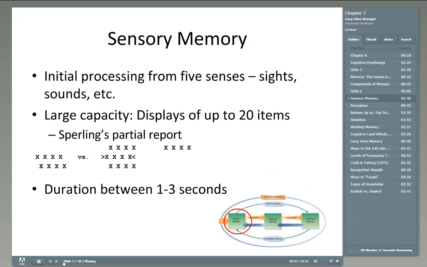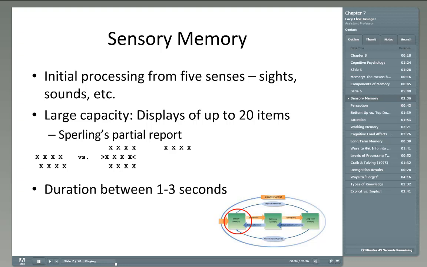Let's begin with looking at sensory memory. This is the initial processing from the 5 senses, such as sight, sounds, and smells, etc. And what we have is we have all this stimuli in the environment. And what we do is we take these senses, and some of them that is, and we put them into a sensory information store so that we can process them. Now the store has a large capacity. It can hold up to 20 items.